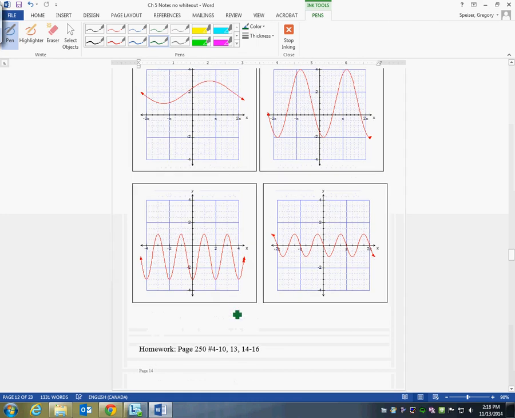Just a couple notes. One is that question number 10. They want you to find an answer, and then they want you to check by graphing. So for the check by graphing, you should graph using some type of technology. If you have a computer, you can use Desmos, or you can use GeoGebra. If you have a TI-83, you can graph using that.